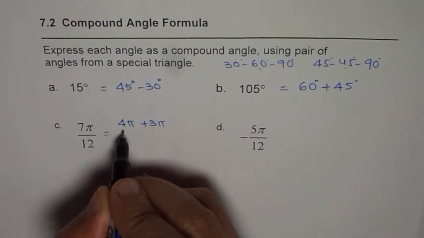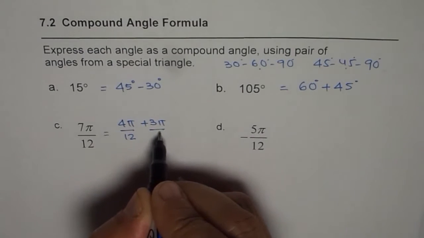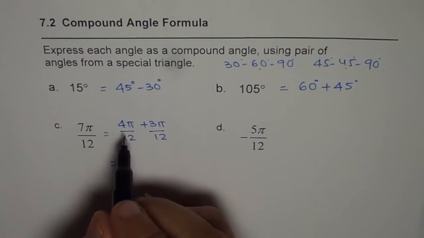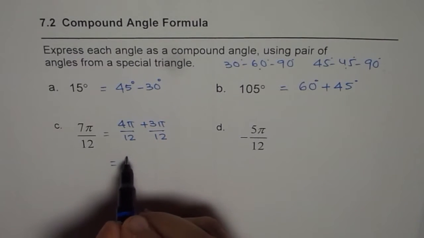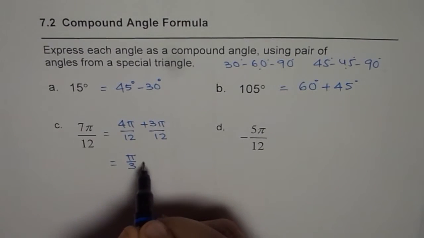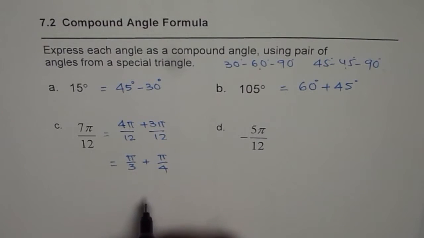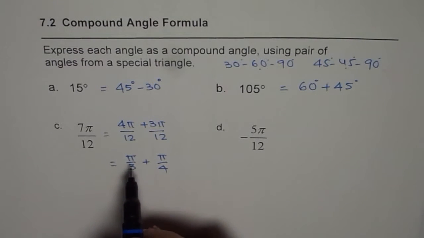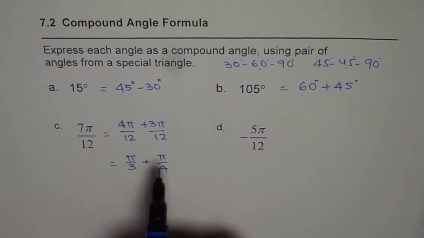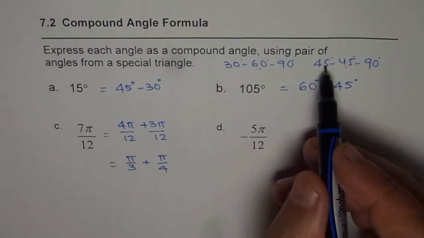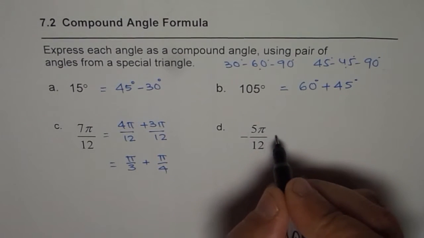I hope that makes sense. Common denominator is 12. That means each is divided by 12. Do you see that? Now we can simplify. So we get 12 divided by 4 is 3. So we get pi over 3 plus pi over 4. Well, that is not so difficult, isn't it? These are our special triangles. Pi over 3, pi is 180, right? So 180 divided by 3 is 60, which is perfect. And this is pi by 4, 45 degrees, correct? Perfect, right? So you get it.